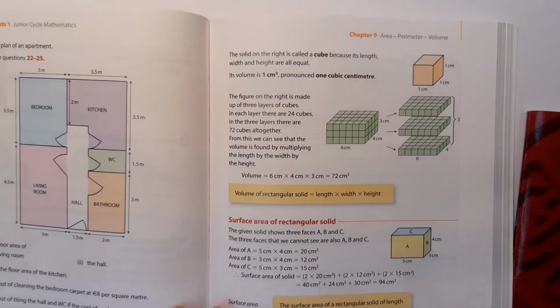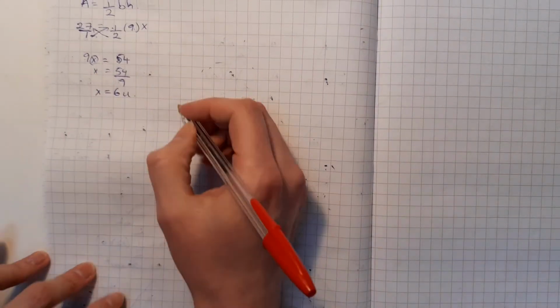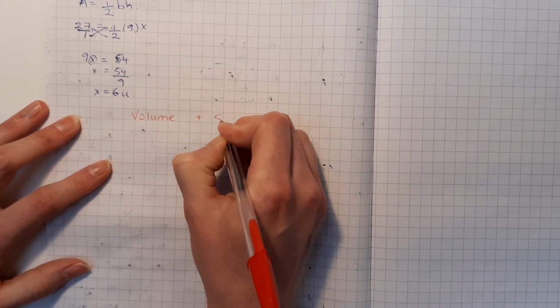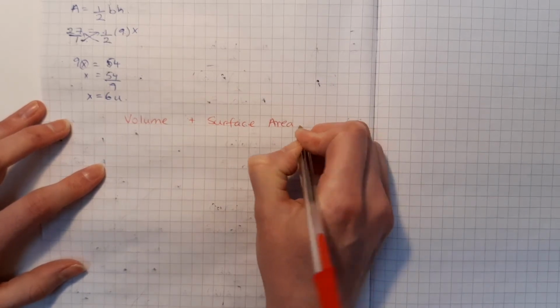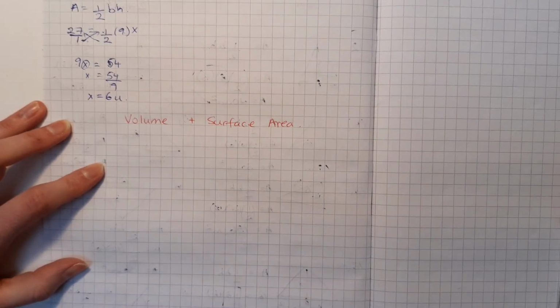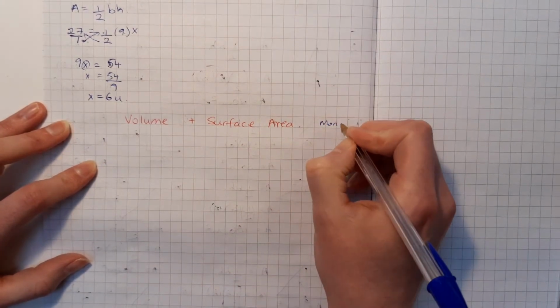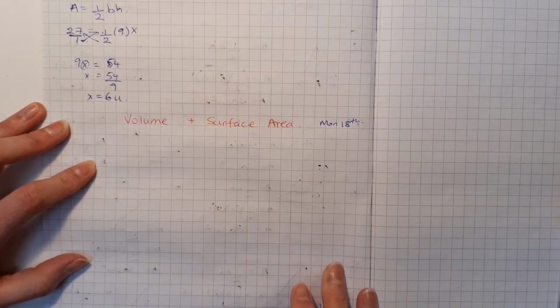What I'd love to get you started on, I'm going to write that down first, just in your copy. This is where we finished the other day. Your title for this can be volume and surface area. And today is Monday the 18th.